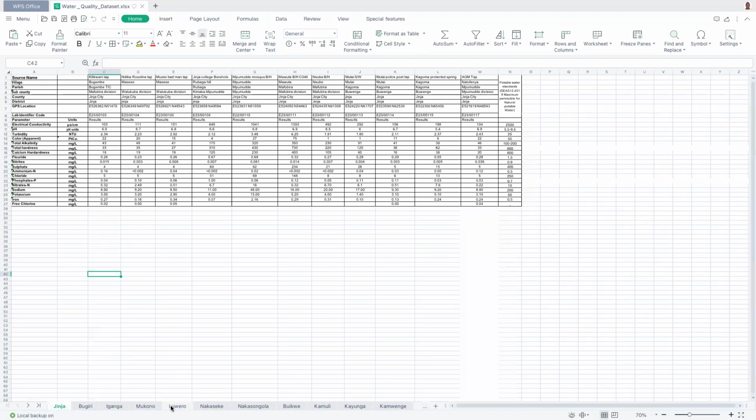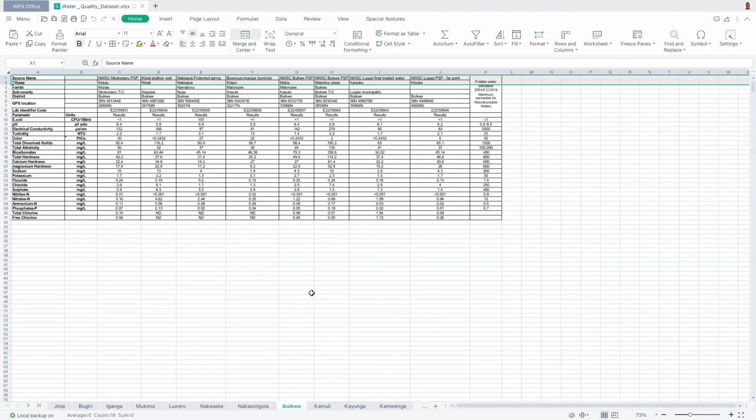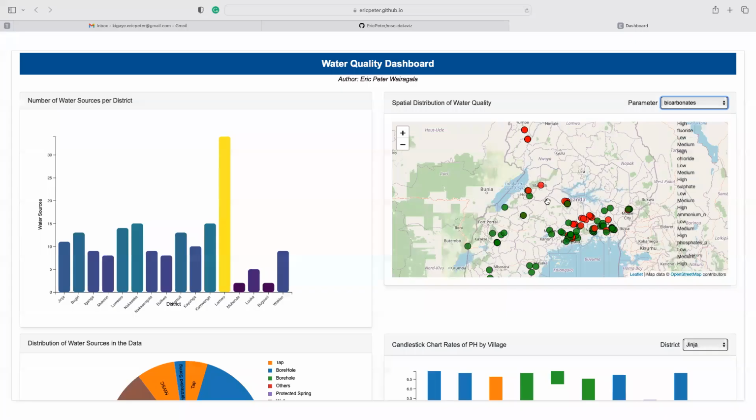Now, this data was processed. We wrote a script to organize this data into a more organized format that we're loading in using D3. So to share is the dashboard that was required. That was a requirement for this particular coursework.